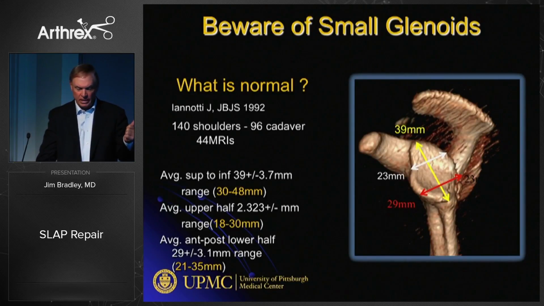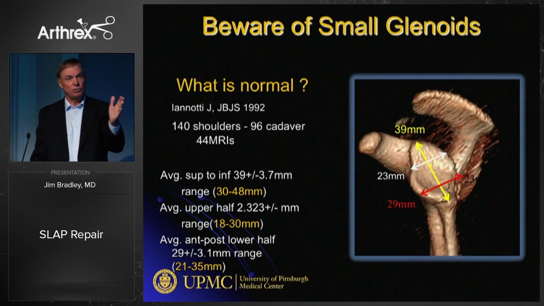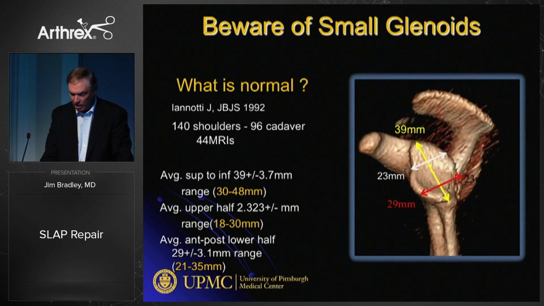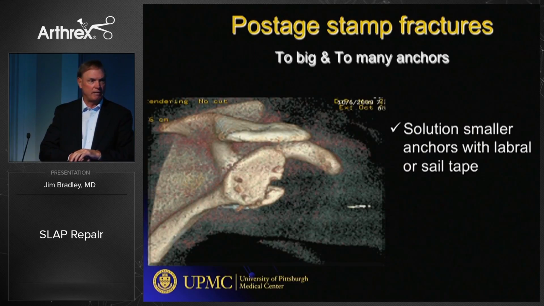It went from 30, 18, and 21. Those are much smaller. So smaller glenoids, beware of those, because this is what happens. You get a smaller glenoid, your anchors are too big, you have too many anchors, and you get these things called postage stamp fractures, which are really hard to deal with afterwards.